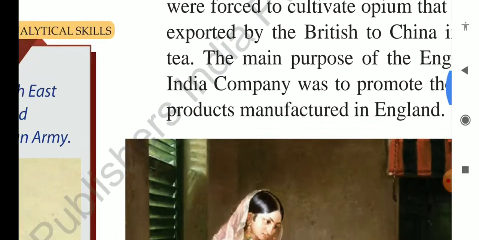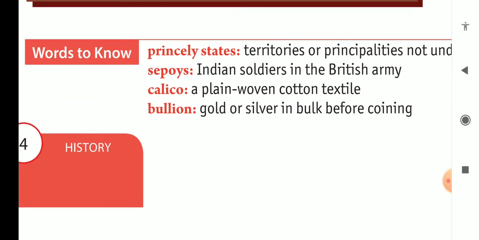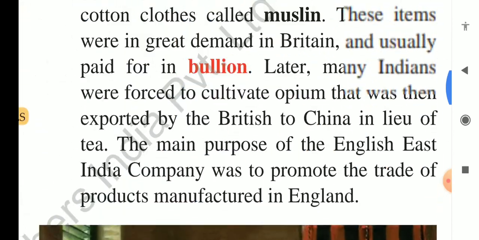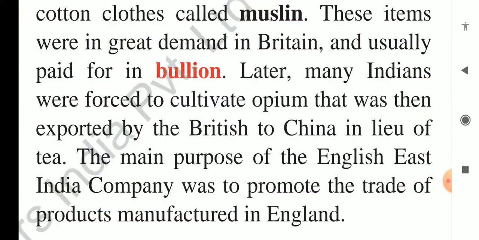Now, what is the meaning of bullion? Let us see. Gold or silver in bulk before coining. Right? So they were exchanged with gold or silver. So India was getting gold or silver in exchange of calico, muslins, spices, and other things.